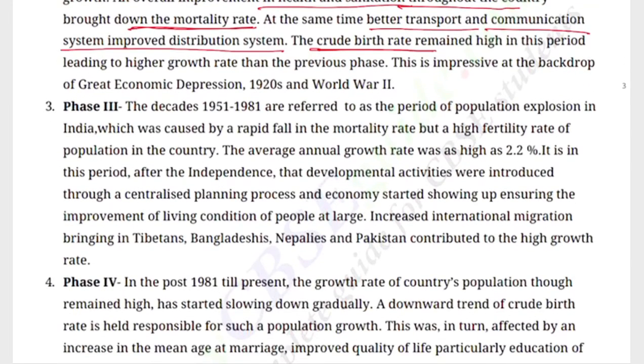And then there was the third phase, from 1951 to 1981. And during this period, referred to as the period of population explosion in India.